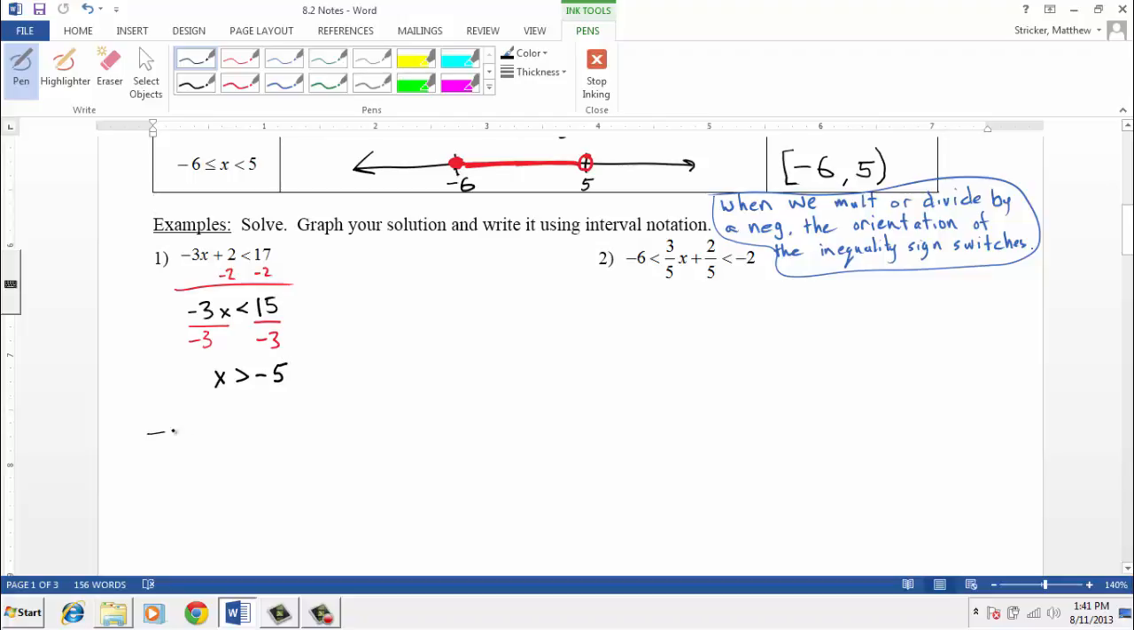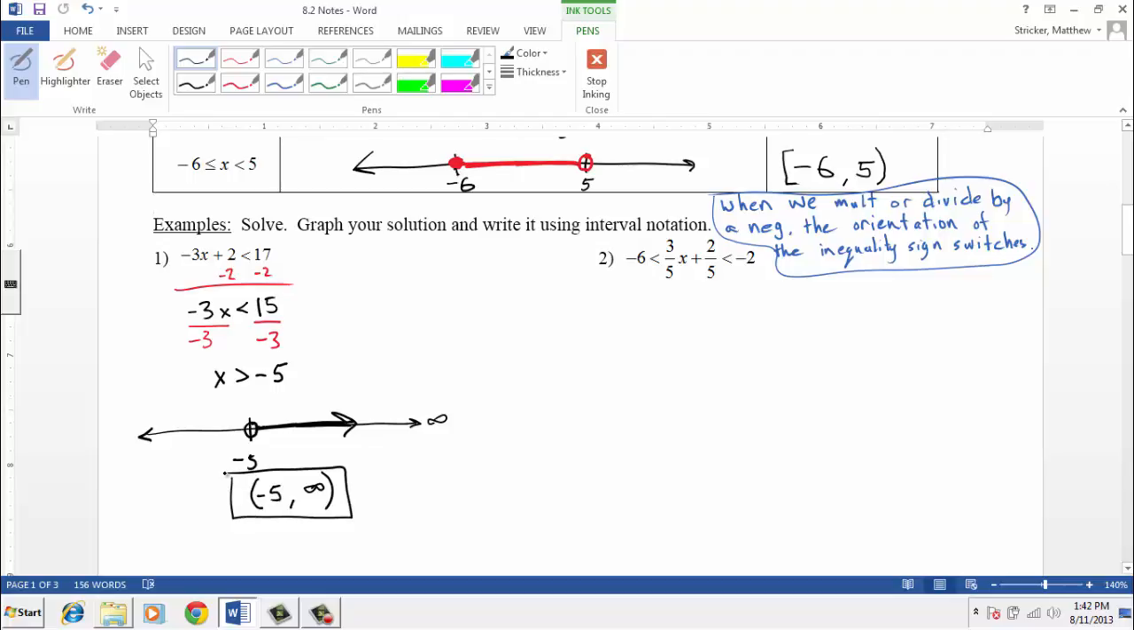If we were to graph this on a number line, we put negative 5 in here. This is going to be an open circle because we're not equal to, and it's going to be greater than negative 5. If I put that in interval notation, it's going to look like parentheses, negative 5, comma, remember we're going out to infinity here, so negative 5 to infinity. Final answer. Okay, hopefully that makes sense.